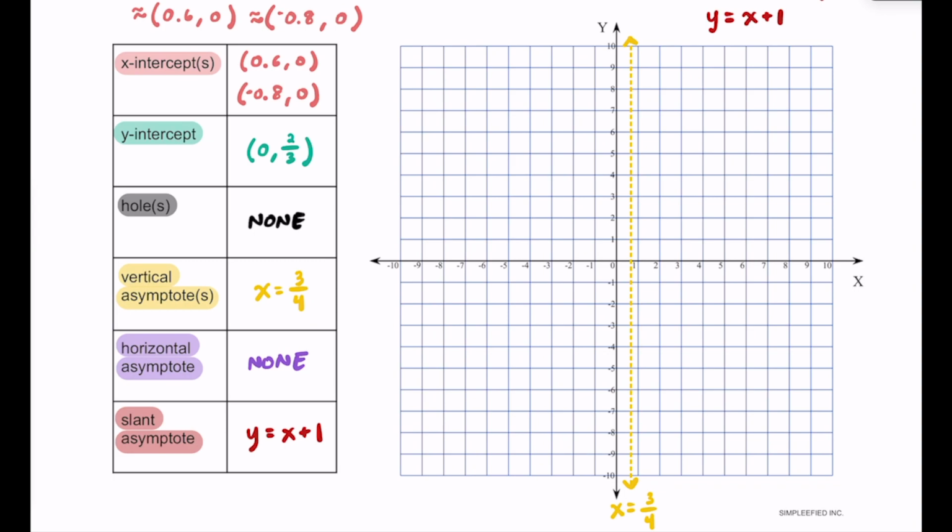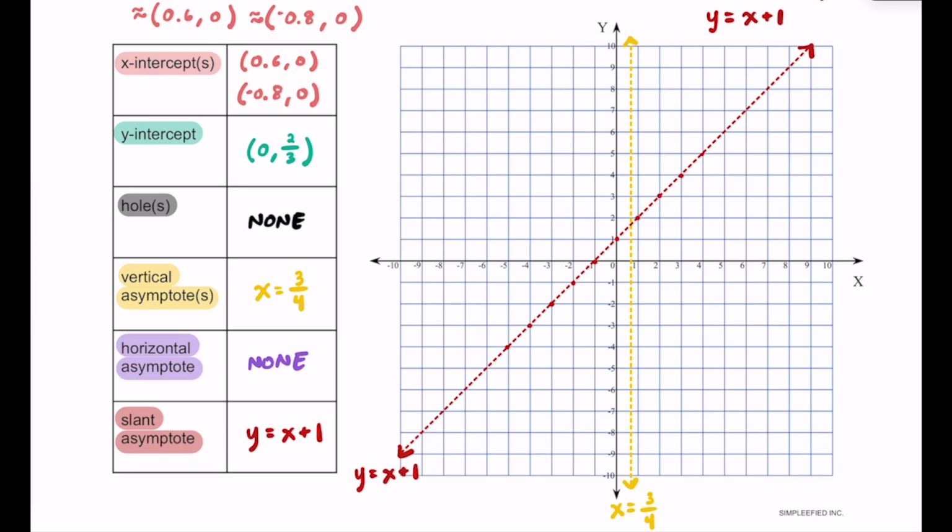So I'm going to go ahead and plot that down first. That's going to be right here just about. And then our slope is going to be this 1 in front. So it's going to be up 1 over 1. Let's go ahead and put that right over here. Up 1 over 1, just like this. We can also go down 1 and to the left 1 as well. And so drawing a dotted line through each of these points, we're going to see this would be where our slant asymptote is.